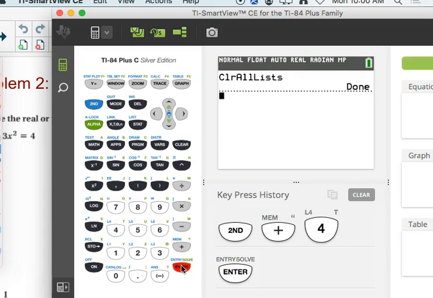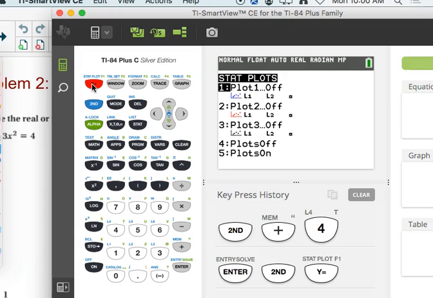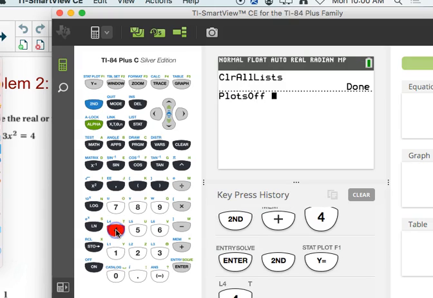And enter. And then we're going to turn off the stat plots by hitting second y equals, and number 4 turns them all off. Because if your stat plots are on, it doesn't like to graph normal stuff. It's trying to figure out how do I get all the statistic stuff on. So now we should be all set to go.